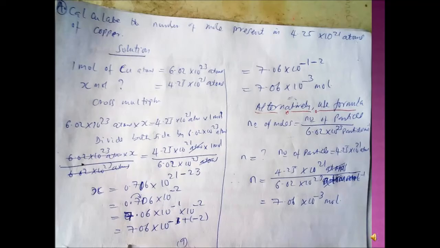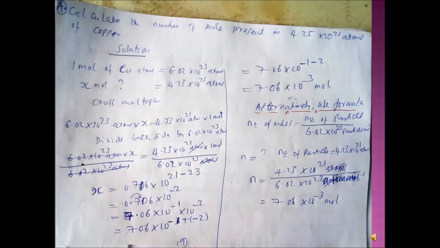Then the second question is: calculate the number of moles present in 2.25 times 10 to the power 21 atoms. Now, how do we go about this? Now, the solution. There are two ways of doing it. The first method is just to say 1 mole of copper atom equals 6.02 times 10 to the power 23 atoms.